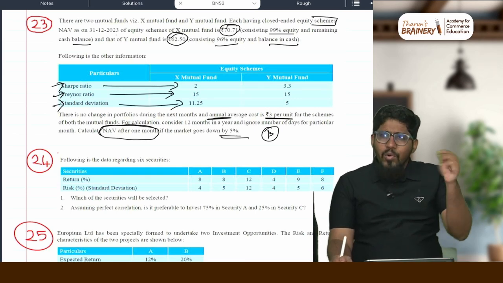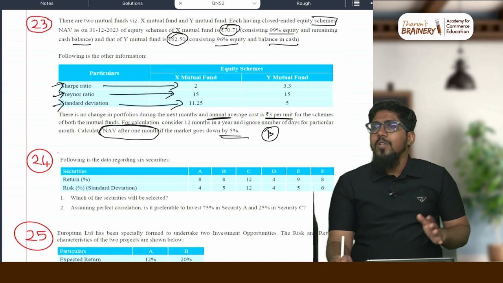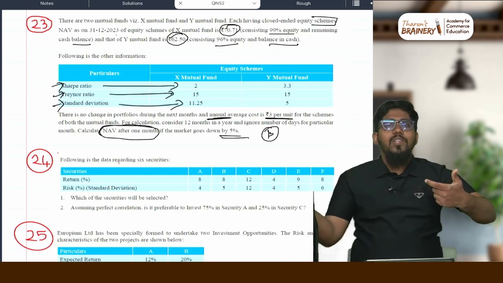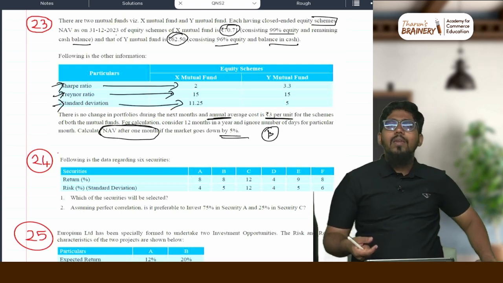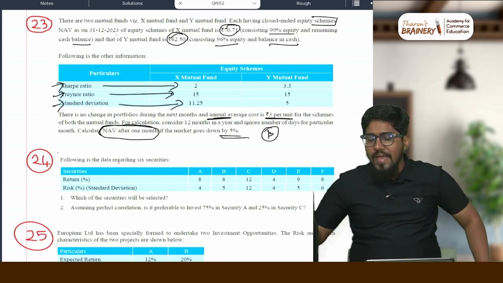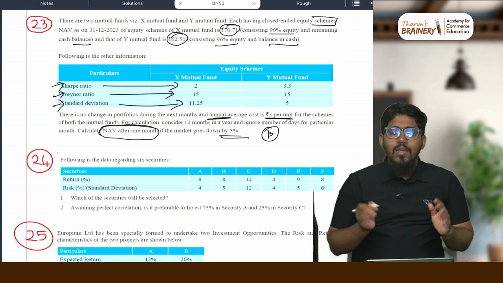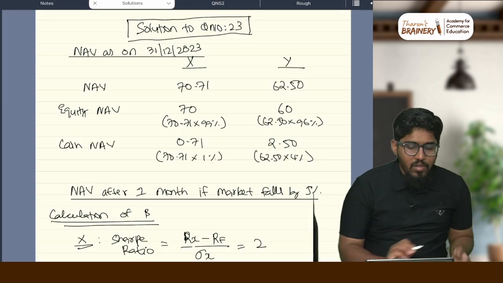But here one more twist is that only equity NAV will reduce, cash NAV will not reduce. So first, in the NAV we have to break out the equity NAV and the cash NAV. Equity NAV will reduce by beta times the market fall, but cash NAV will not reduce, it will stay like that. So for cash NAV we will just subtract the expense. That is how we have to solve this problem. Let us jump on to question number 23.